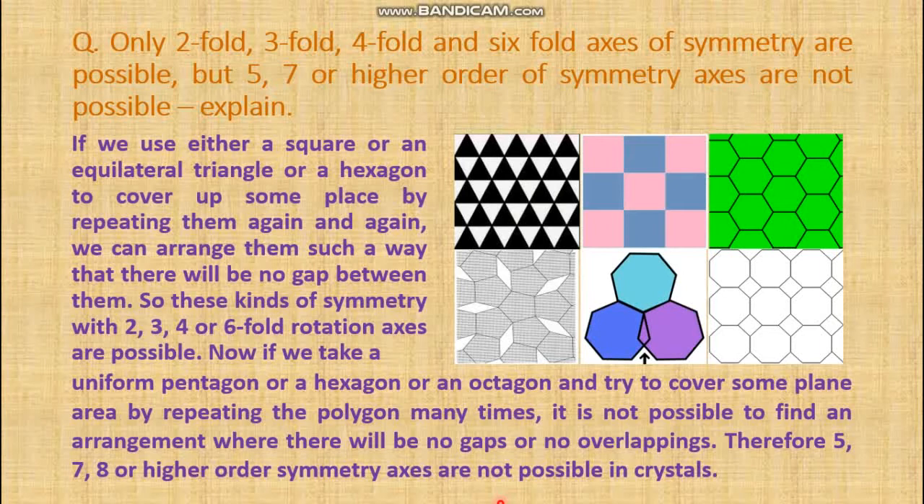Now if we take a uniform pentagon or a heptagon or an octagon and try to cover some plane area by repeating the polygon many times, it is not possible to find an arrangement where there will be no gaps or no overlappings. Therefore 5, 7, 8 or higher order symmetry axes are not possible in crystals. So this is one way of answering this question.